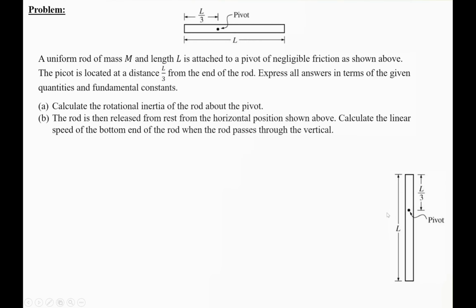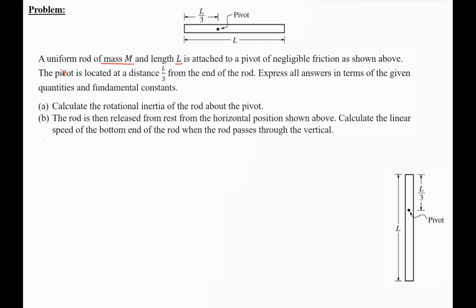And now we're going to solve the following problem as a direct application of what we have explained. A uniform rod of mass m and length L is attached to a pivot of negligible friction as shown above. The pivot is located, so this should be a pivot, at a distance L over 3 from the end of the rod. Express all answers in terms of the given quantities and fundamental constants. What are the given quantities? Capital M and capital L. So now whenever we determine an expression, we need to double check that it's being expressed in terms of capital L and capital M.